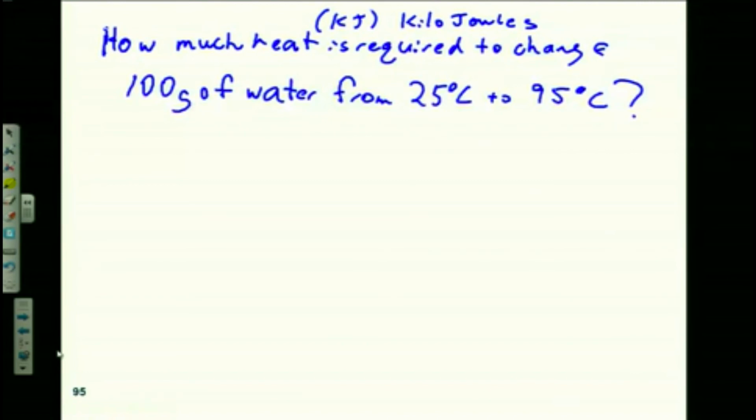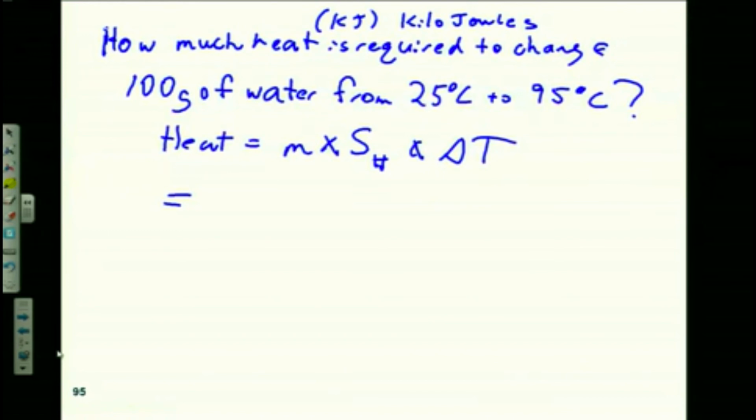All right, look, everybody's getting to this point right here. I'm going to do no more because most people are at the same place. So most of you now recognize that heat equals mass times specific heat times delta T, right? So let's put those numbers in there. What's my mass? 100 grams. What's my specific heat? 4.184. And what are the units? Joules over grams degrees C.